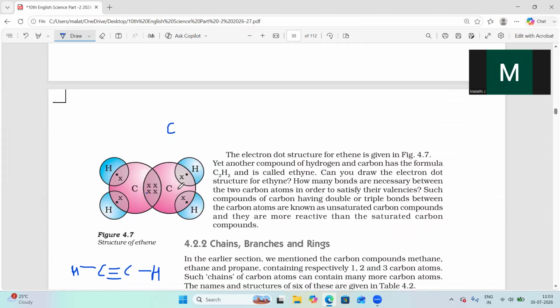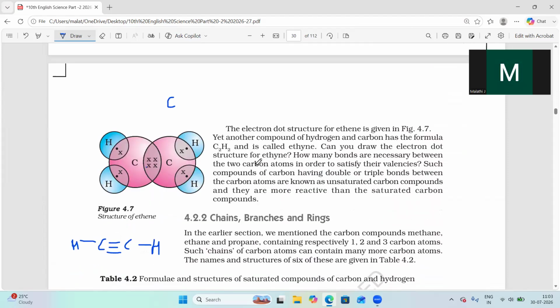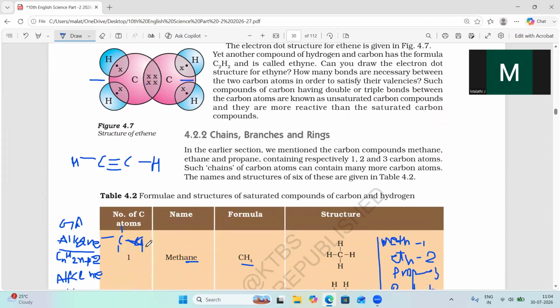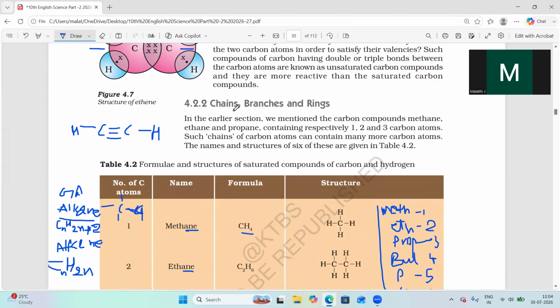Here, you should write the electron dot structure for ethyne. One valence electron from each carbon goes with a hydrogen atom, and you should circle the hydrogen atom and its one electron. Then there are three bonds between the carbon atoms, formed by sharing three pairs of electrons.